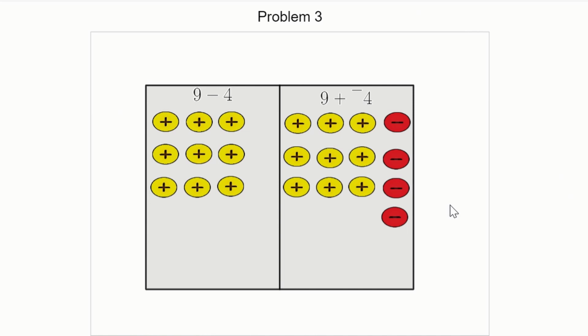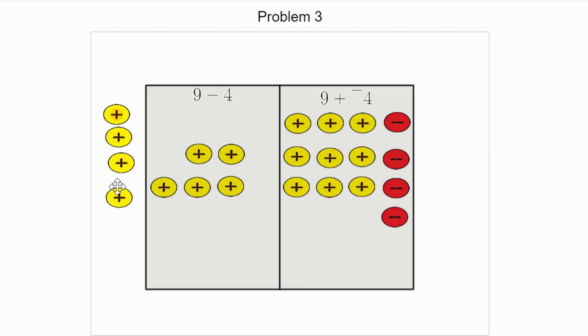Taking a look at our third problem, here we're starting with 9 minus 4. What does this mean in terms of our chips? Here we're starting off with 9 yellow chips, and I want to take away 4 yellow chips. So let's go and do that. Take away 1, take away 2, take away 3, and take away 4. So we're left with 5 yellow chips left behind. So 9 minus 4 equals 5.